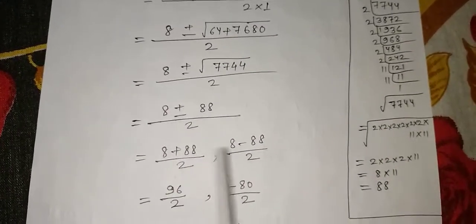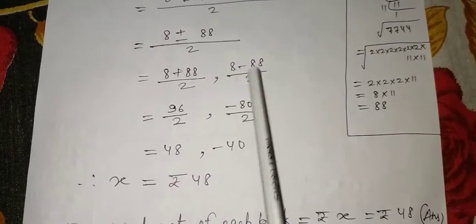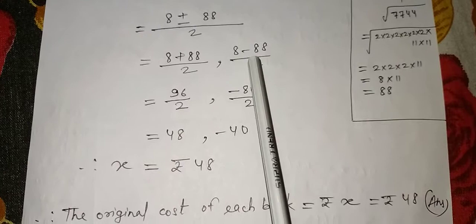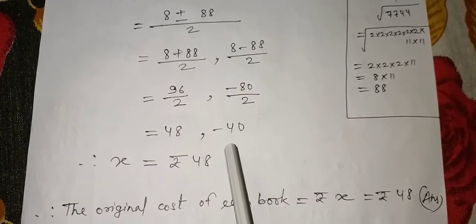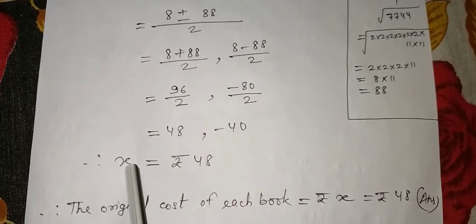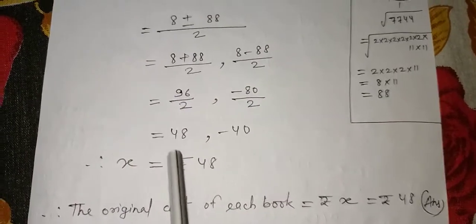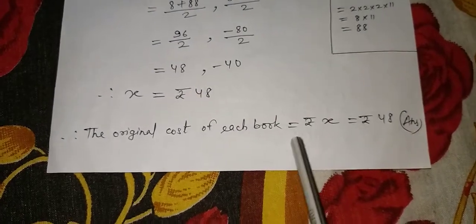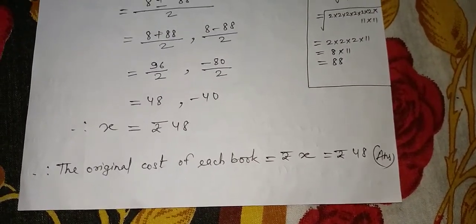Now I will separate plus and minus. Then I got 8 plus 88 here, and here 8 minus 88. So 8 plus 88 is 96 by 2 and 8 minus 88 is minus 80 by 2. This is 48 and this is minus 40. Minus 40 cannot be taken because x is the original cost of each book and the price of anything cannot be negative. So my result will be rupees 48. So I can say now the original cost of each book is rupees x and the value of x is rupees 48. This is my answer.